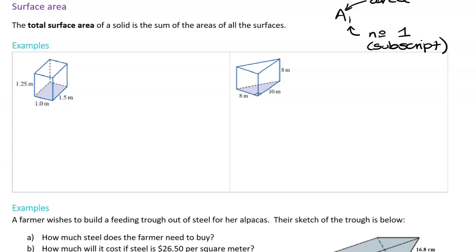So I really recommend looking at the diagram that you've been given, and if you haven't been given one, doing a nice clear sketch of one, coming up with a plan of attack of how you're going to do the question, and then get into your regular routine of formula, substitute, answer with units. Let's get into this first one here.